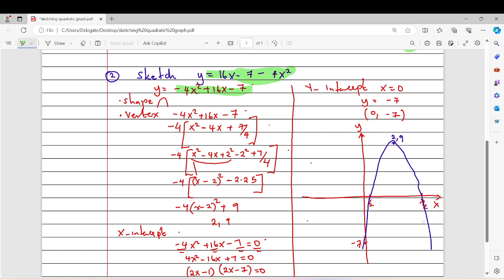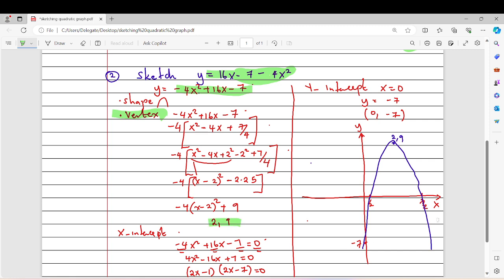So the coefficient of x squared tells you the shape. Since it's negative, it means the turning point is at the top. It is very important for you to note that before you start. Then next, we get the coordinate of the vertex by completing the square. And please don't forget to look out for my video on completing the square if you don't know how to. When you do that, you end up having the coordinates of the turning point as (2, 9).